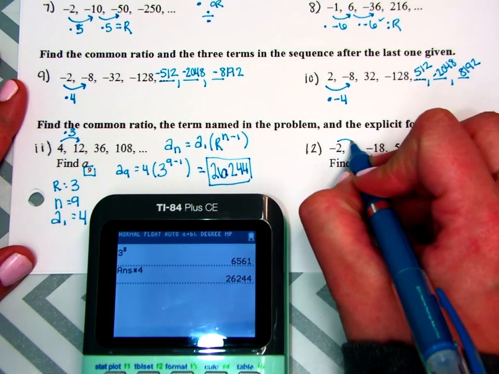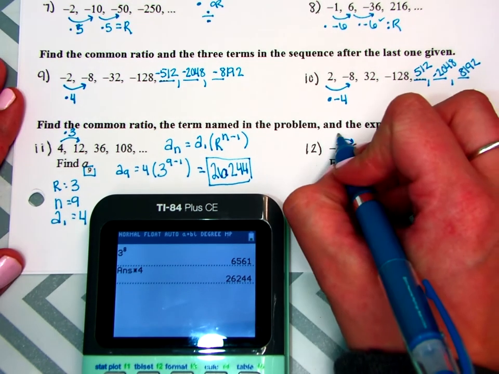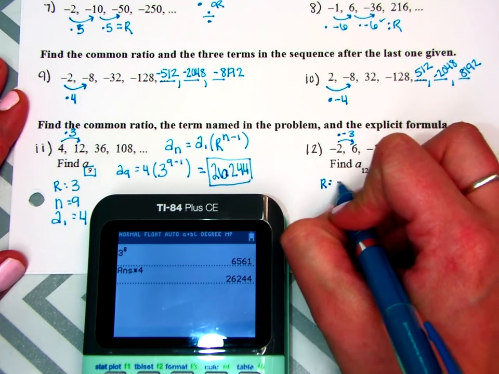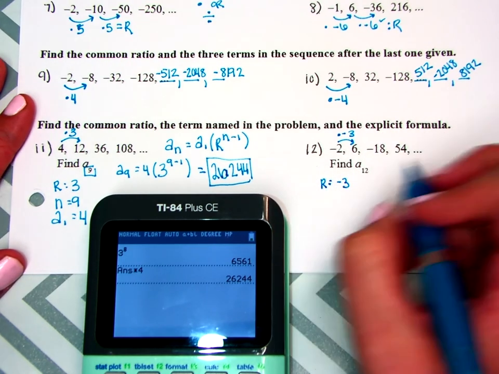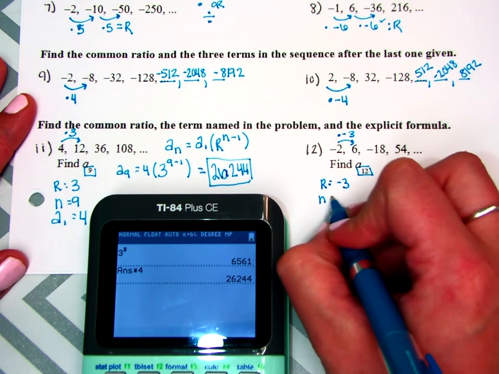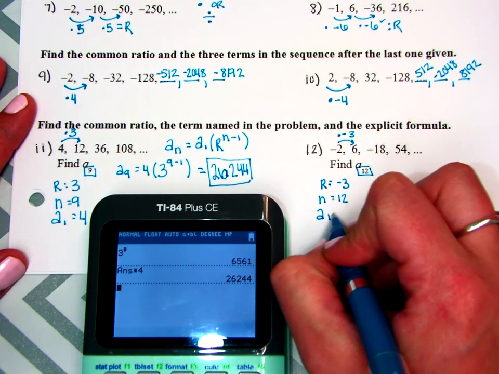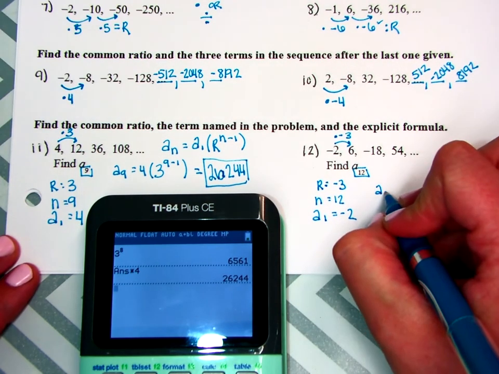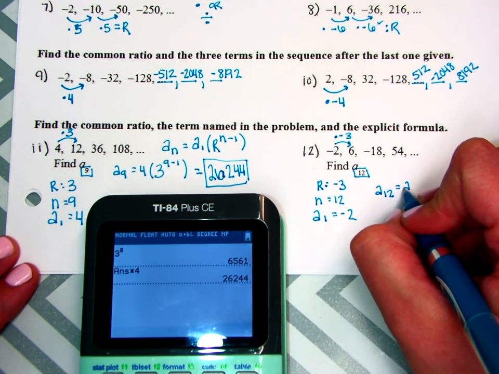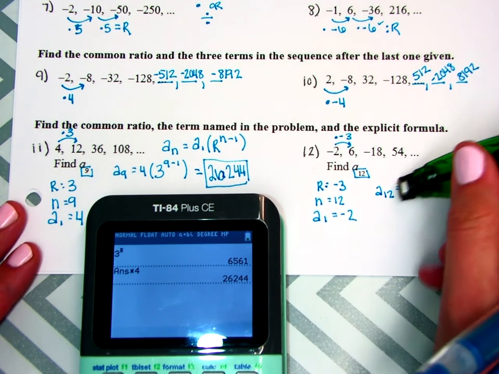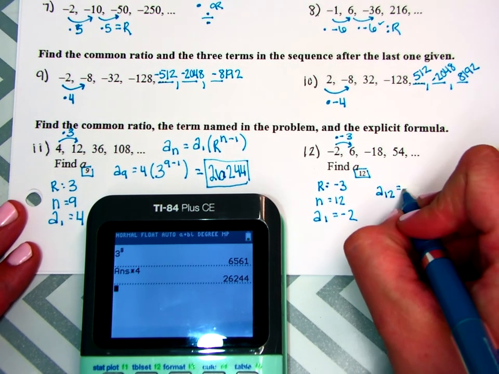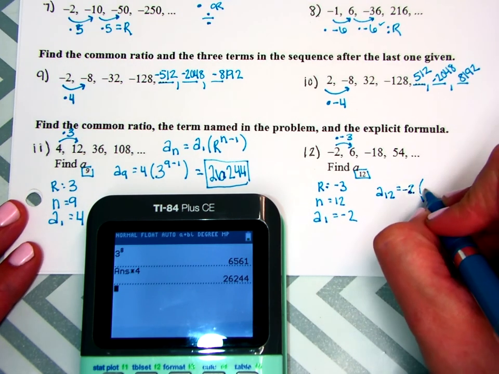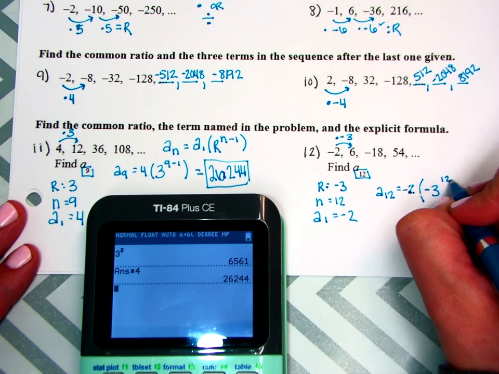So to get from negative 2 to positive 6, I'm going to be multiplying by a negative 3. So my common ratio to get from term to term is a negative 3. We are working with 12 terms, and my a sub 1 value is negative 2. Plugging it into the same formula, a sub 12 equals a sub 1, I should have written a negative 2 there, so a sub 1 is negative 2, times negative 3 raised to the 12 minus 1.